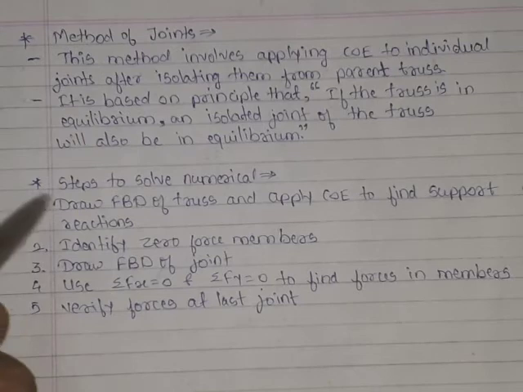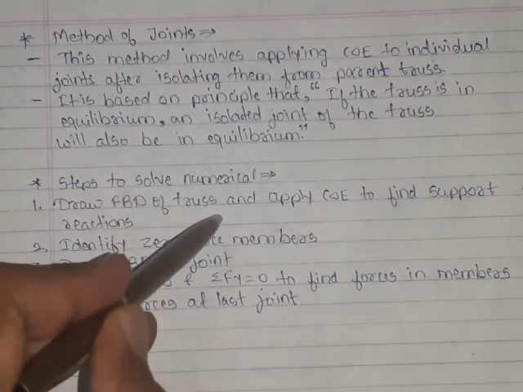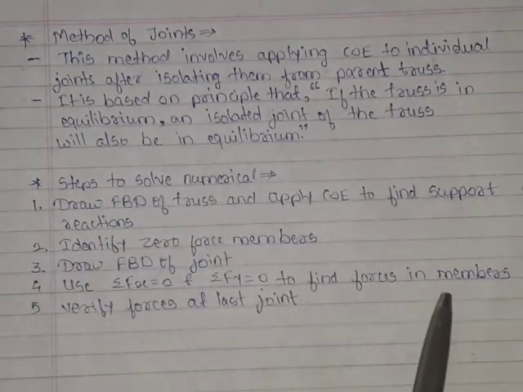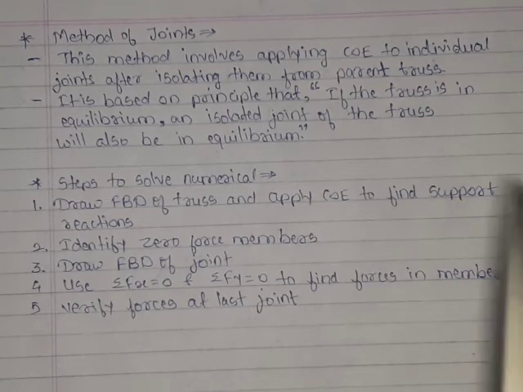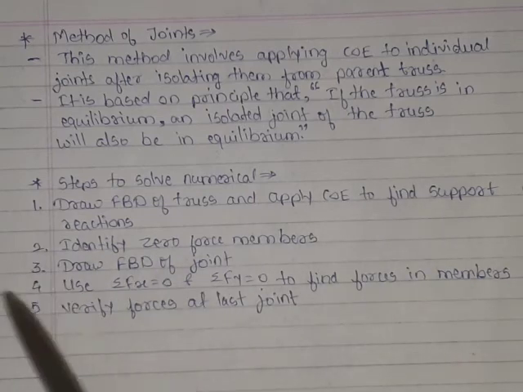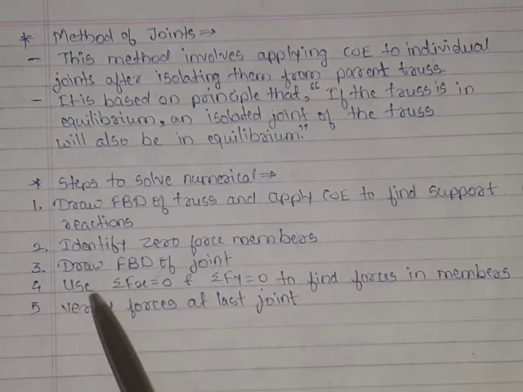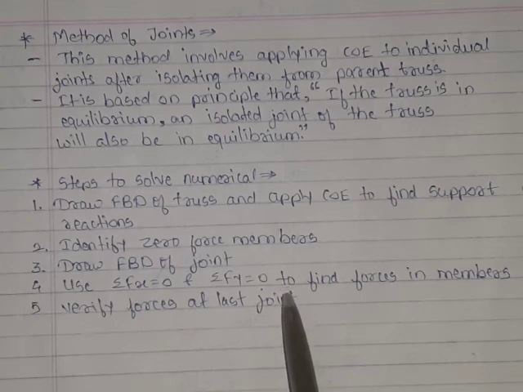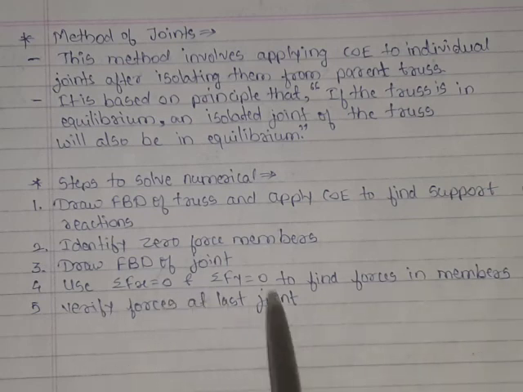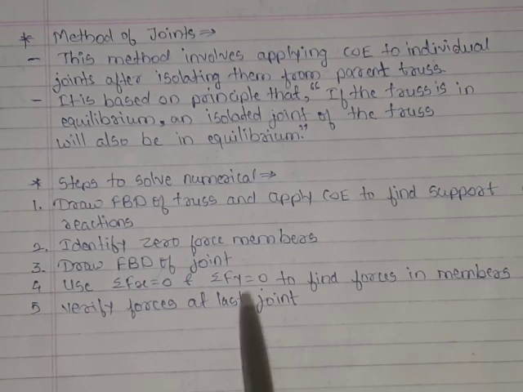So what are the steps used to solve the numerical? First step is to draw the free body diagram of the entire truss, then apply conditions of equilibrium to find the support reactions. Then we can find out if there is any zero force member in the truss. Then isolate the joint and draw the FBD of the joint. Use these two conditions of equilibrium, summation Fx equal to 0 and summation Fy equal to 0, to find the forces in the members. At the last joint we can verify the forces in the members by using the two conditions of equilibrium.